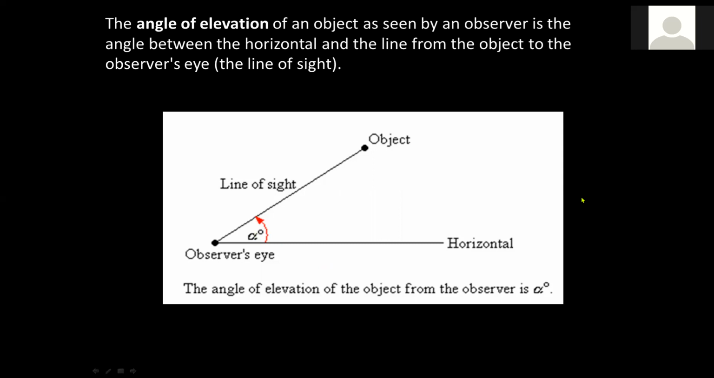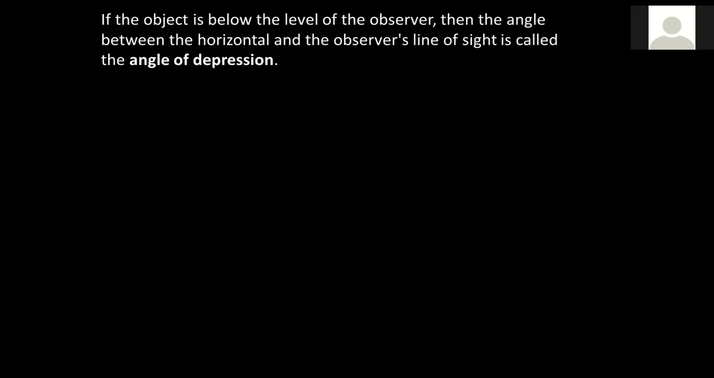And then, to be followed by the angle of depression. If the object is below the level of the observer, then the angle between the horizontal and the observer's line of sight is called the angle of depression. Kung kanina sa angle of elevation, mas mababa ang level ng nag-o-observe kaysa sa inoobserbahan, dito sa angle of depression, mas mataas ang elevation ng nag-o-observe kaysa sa bagay na inoobserbahan.